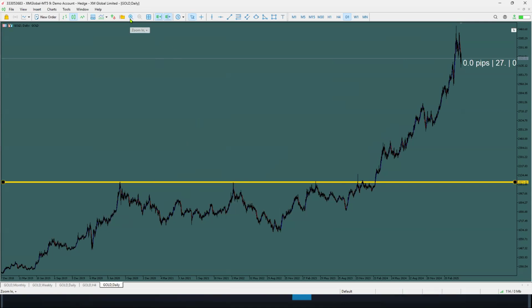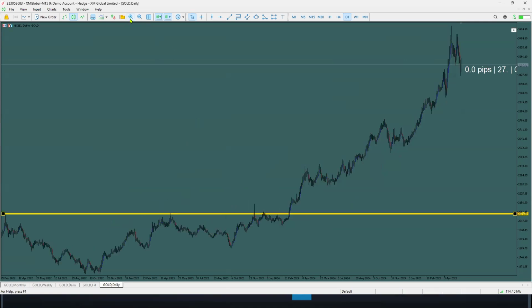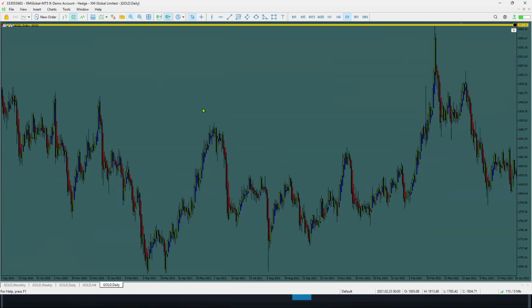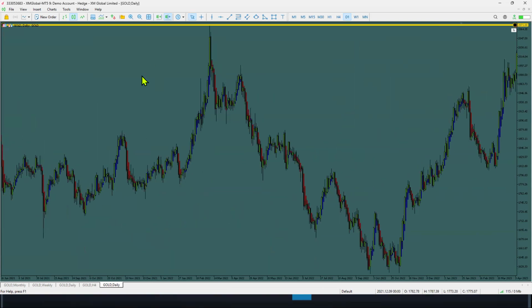So let's zoom the chart out. Can you see this point? We say this point is our A, right? Watch this. Perfect. We say this point is our A. So this is resistance.